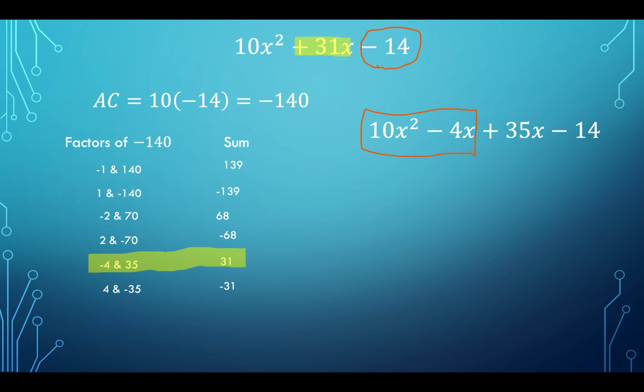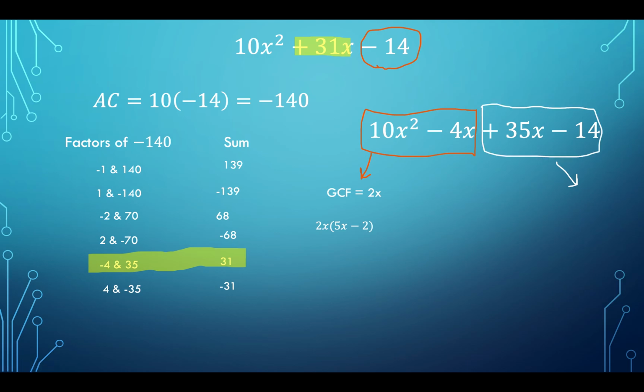So let's work with this box over here, 10x squared minus 4x. First thing we got to find is our greatest common factor, and that's 2x. Then we're going to factor it. So 2x, what gives us 10x squared back? 2x times 5x. And what gives us negative 4x? 2x times negative 2. So our factored form of this orange box is 2x times 5x minus 2.